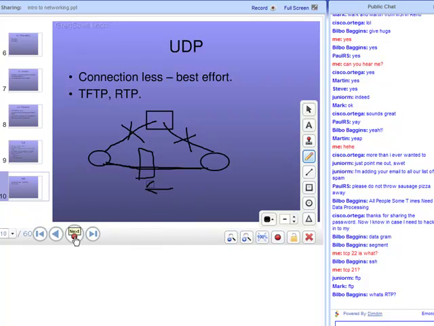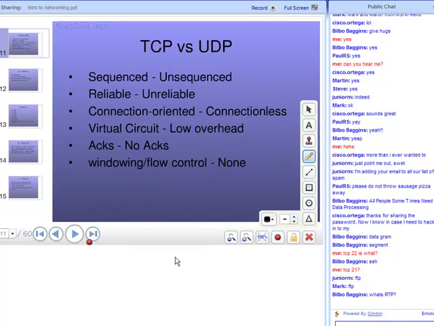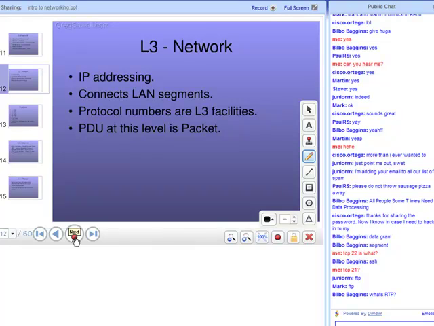Some of them were personally caused by my firewall rules. TCP versus UDP. TCP packets are sequenced. Again, part of the reliability is when they send, they put a sequence number on there, and you want them to arrive in sequence. UDP doesn't care. TCP is reliable. UDP doesn't care. TCP is connection oriented. UDP again doesn't care. It's pretty much the same thing down the line. Virtual circuits, acknowledgements, windowing, flow control: none. So UDP is definitely best effort.